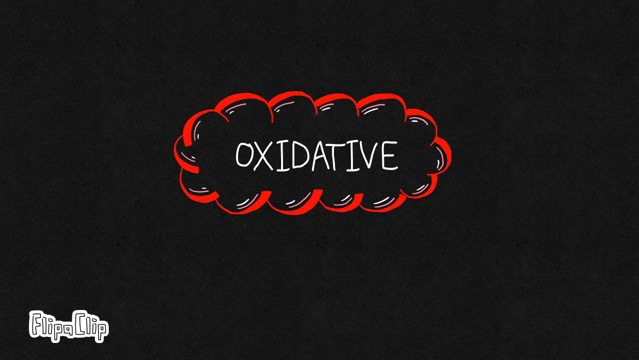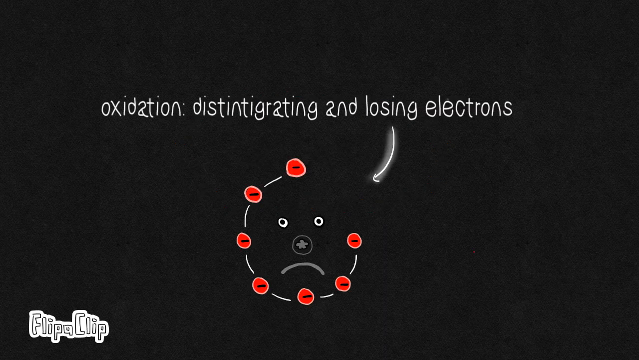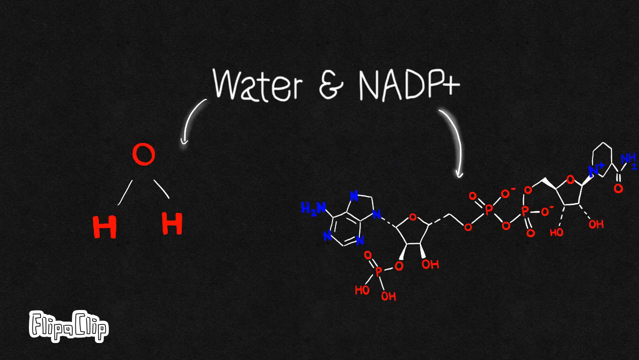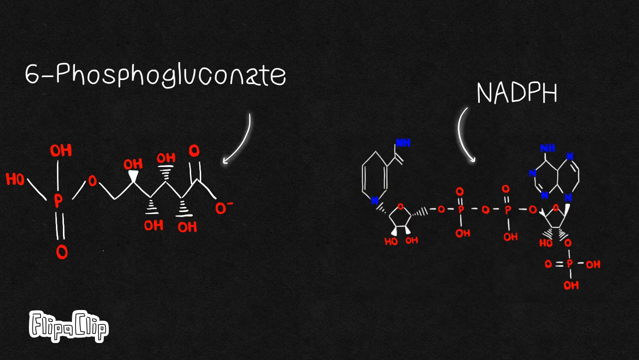The oxidative phase. Oxidative simply refers to a molecule disintegrating and losing electrons. Lactone is created by oxidating glucose 6-phosphate. The reaction makes use of both water and NADP+. As a result, 6-phosphogluconate and NADPH are formed.